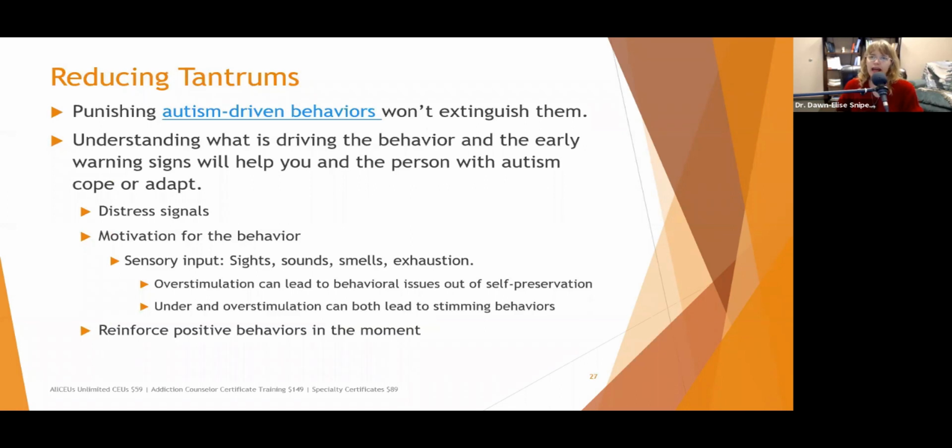Punishing autism behaviors will not extinguish them. Understand what is driving the behavior, and the early warning signs will help you and the person with autism cope or adapt. Remember to identify distress signals. Look for motivations for the behavior, including sensory inputs and just exhaustion, and reinforce positive behaviors in the moment.